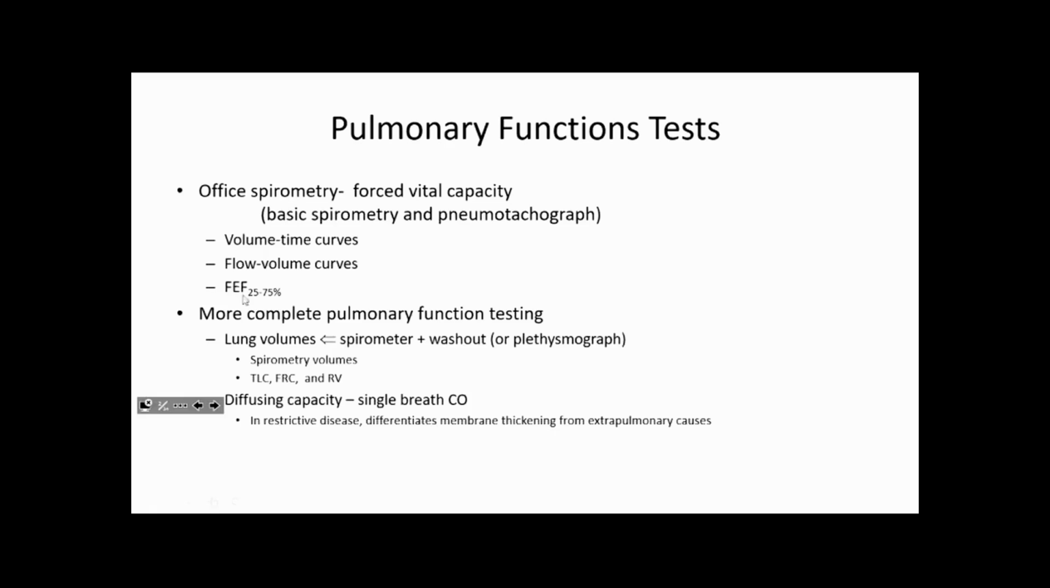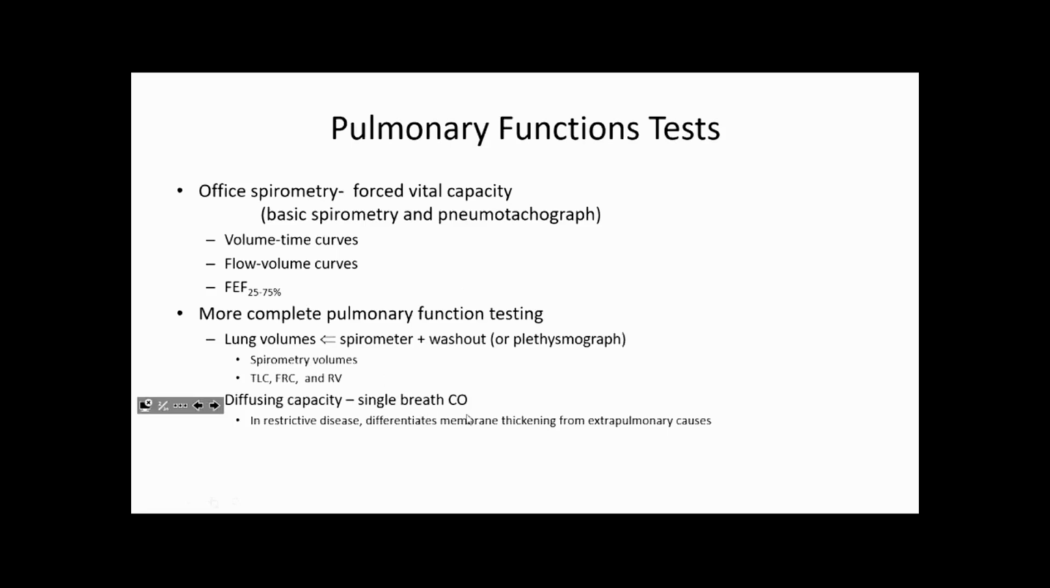And if you take flow and integrate it over time, you can get the volume that you expired. So you get two kinds of curves out of these instruments. You can get volume time curves and you can get flow volume curves relatively straightforwardly from the pneumotachograph. And we're going to look at another measure, FEF 25-75, that's thought to be a reasonably good indicator, or maybe an early indicator, of small airways disease.